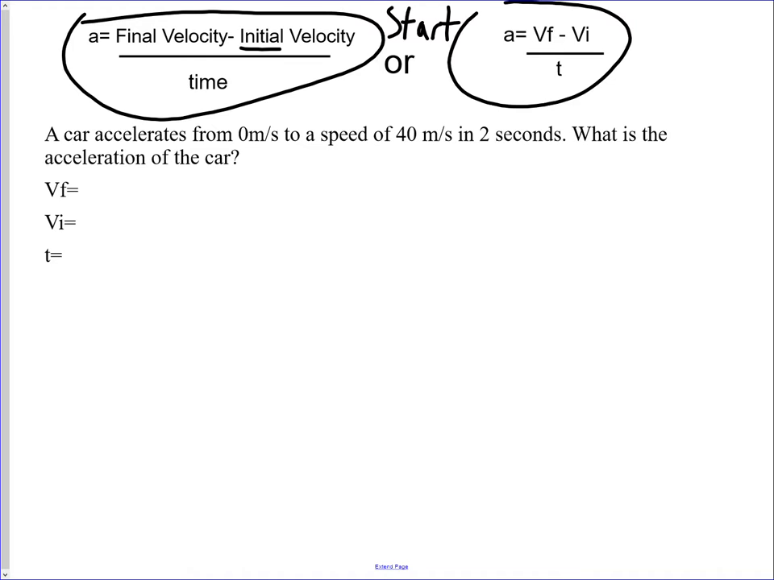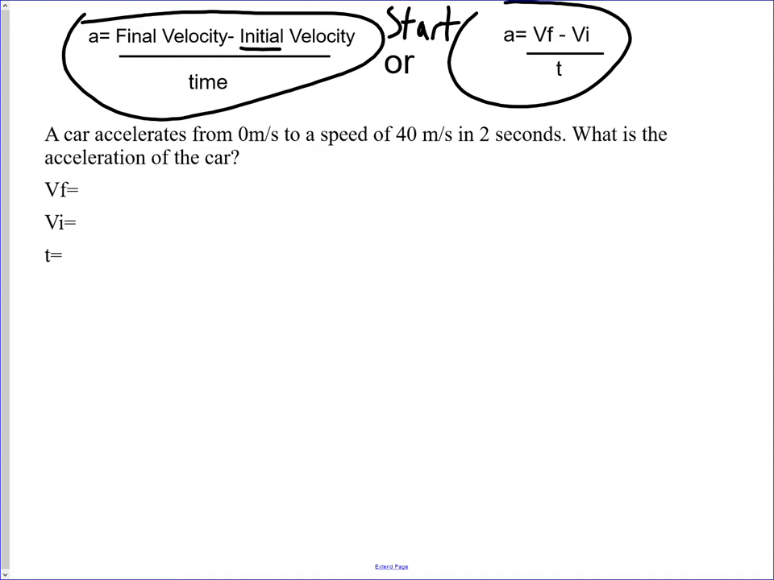As we do this, just like with our speed problems, we want to see what all our labels and variables are, then plug them in, and that helps us solve the problem. So let's take a look. A car accelerates from 0 meters per second to a speed of 40 meters per second in 2 seconds. What is the acceleration of the car?